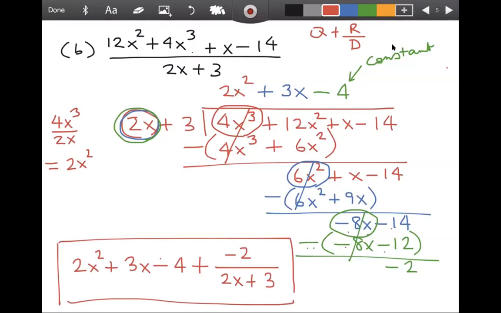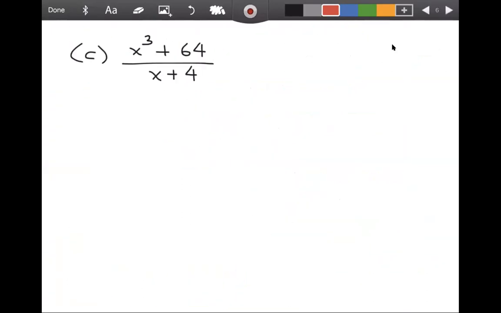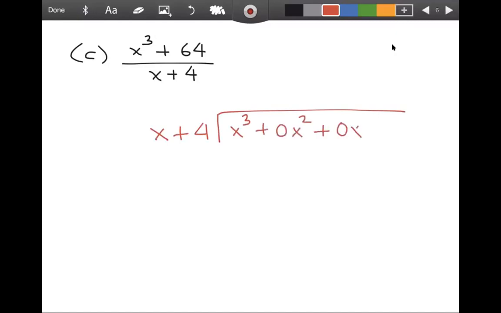All right, one last example. This one, I think I need to show you how to set up, and then maybe once I've set it up, pause the video and try this one. What's special about this one is that in the dividend, x cubed plus 64, you have a bunch of missing terms. We're missing an x squared term and we're missing an x term. So what you need to do in that situation is put in some placeholders. I'm going to put a 0x squared, and then I'm going to put a 0x. Okay, so pause the video and try this one, then come back and compare notes.